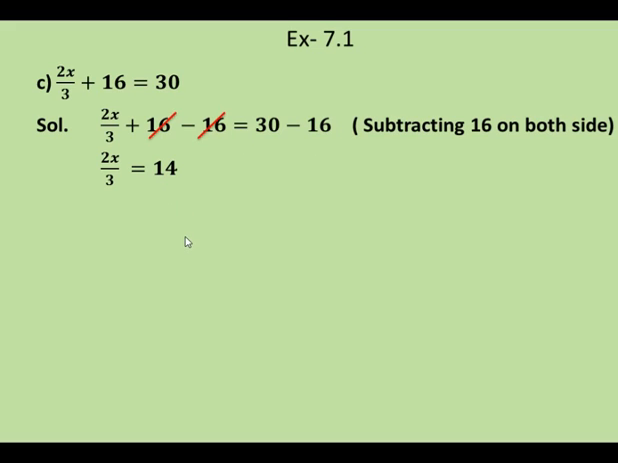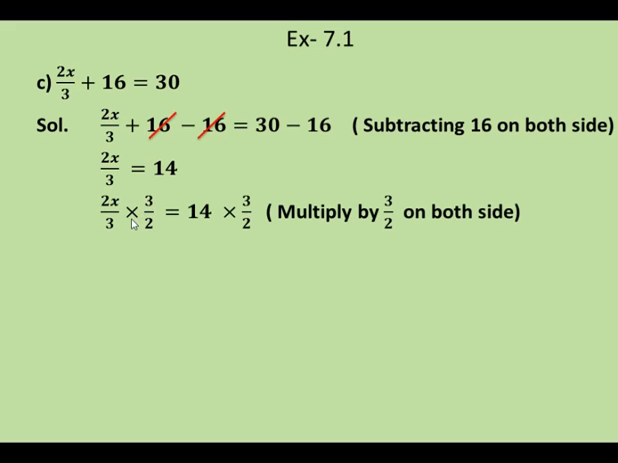Now what we need to do is, we have multiplied both the sides by 3 by 2. 2x upon 3 into 3 by 2 and 14 into 3 by 2. So what we get here? 2 cancelled by 2 and 3 cancelled by 3. And here we get 14 divided by 2 is 7. 7 3s are 21. So x is equal to 21 we will get. Okay.